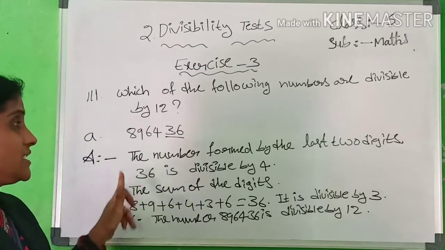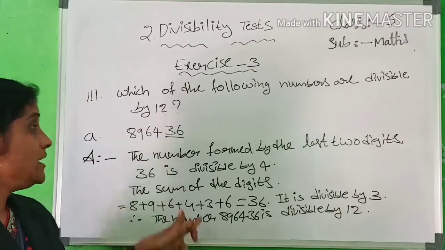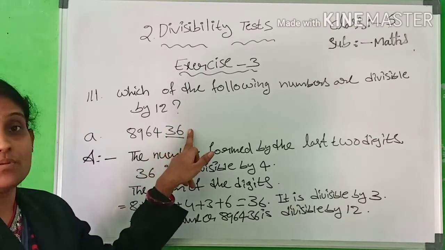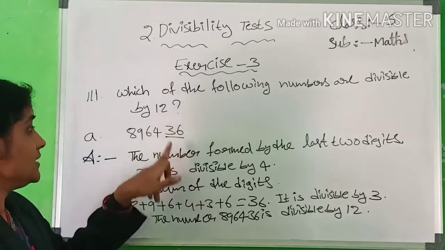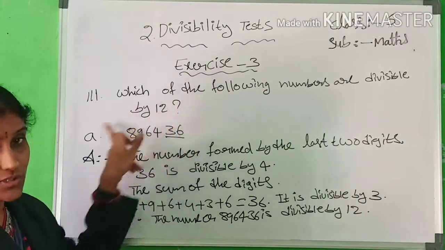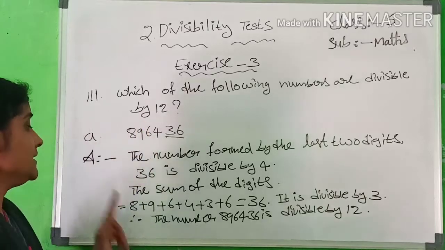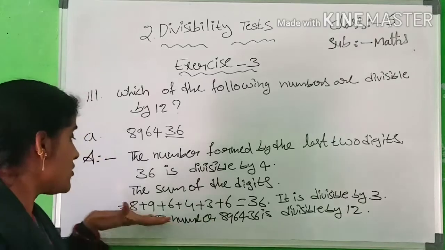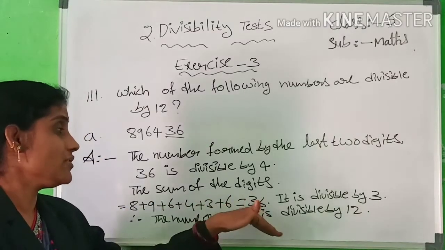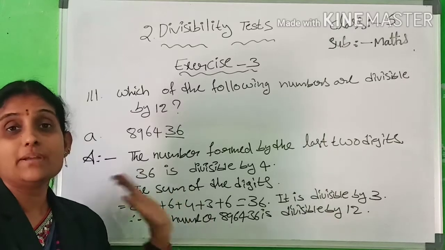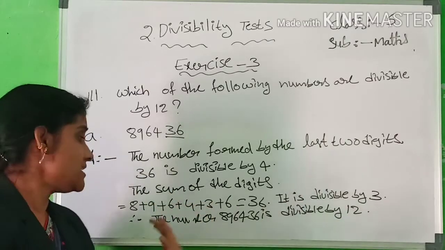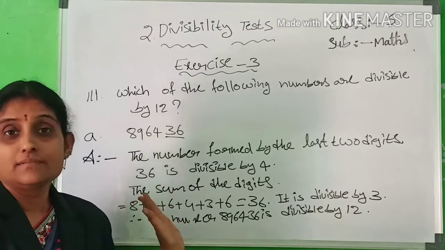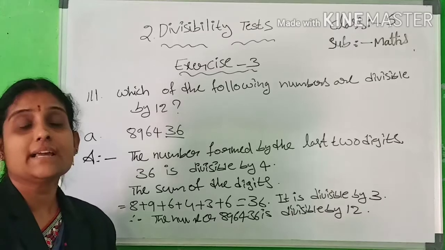Now you have to check first the divisible by 4 rule. We are checking only the last two digits. The last two digits are divisible by 4, so the total number is also divisible by 4. Then what is the divisible by 3 rule? Checking the sum of the digits. After adding, you check that 36 comes in the 3 table. Yes, it comes. That's why this total number is exactly divisible by 12. Okay children, write this one.